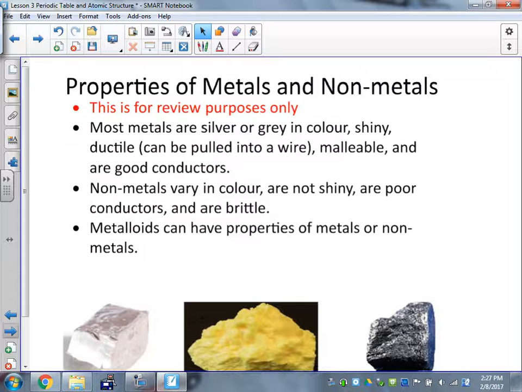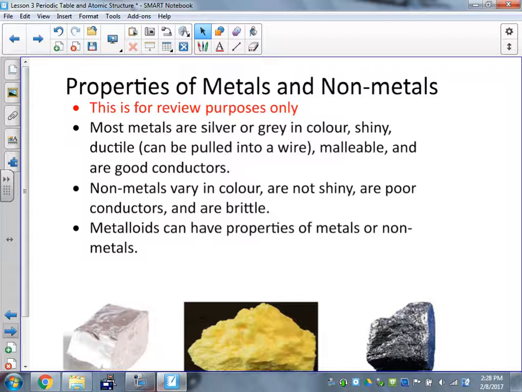Properties of metals and non-metals. Most metals are, and this is just for review, guys. If you looked at metals, they would be silver or gray in color, shiny, ductile, which means they basically can be pulled into a wire. Okay. Malleable means you can hammer on them. Okay, look, if you hammer on a metal, right, it might dent or whatever, but basically it's still intact.